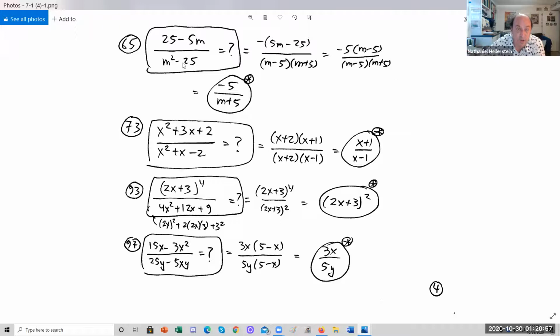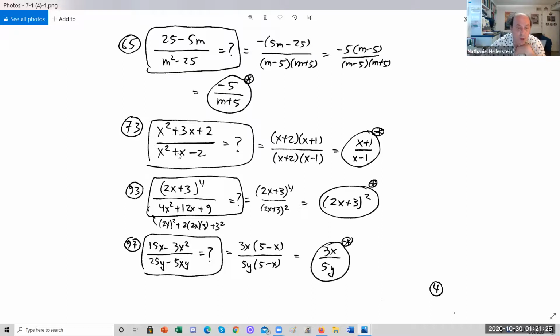25 minus 5m over m squared minus 25. Well, it's going to be a lot like before. There's m squared minus 25. It factors into m minus 5 times m plus 5. There's 25 minus 5m. I reverse the order: minus of 5m minus 25. Obviously, there's a factor of 5 to pull out. So minus 5, m minus 5 over m minus 5, m plus 5. The m minus 5's cancel, leaving a negative 5 over m plus 5.